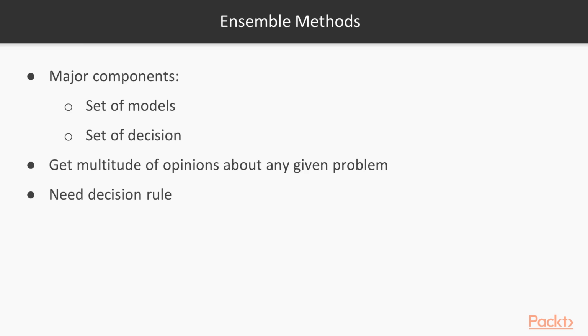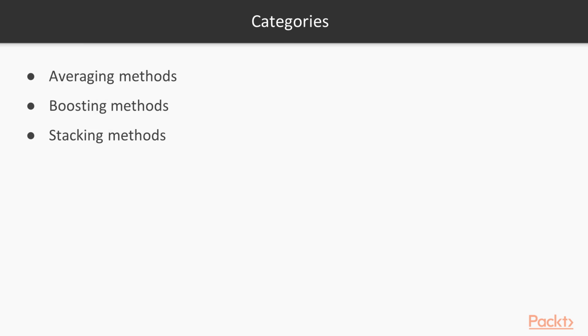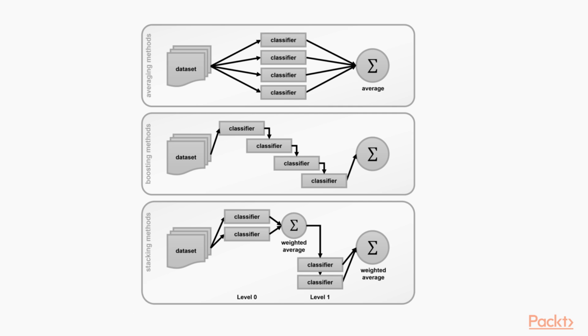A consequence of this procedure is we get a multitude of opinions about any given problem. So, how do we know which classifier is right? This is why we need a decision rule. Perhaps we consider everybody's opinion of equal importance, or perhaps we would want to weight somebody's opinion based on their expert status. Depending on the nature of our decision rule, ensemble methods can be categorized as follows: averaging methods, boosting methods, stacking methods. The same three categories of ensemble methods are illustrated in the following figure.